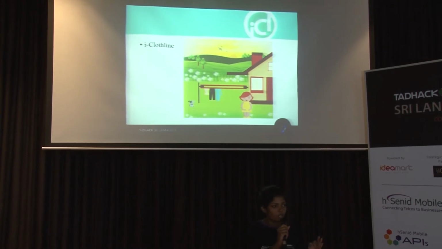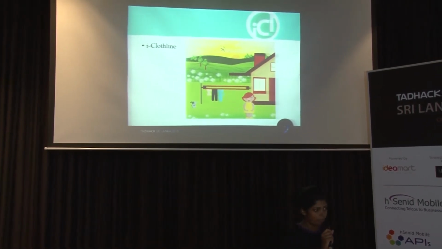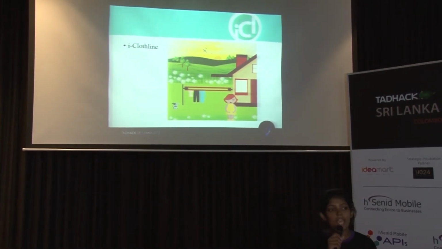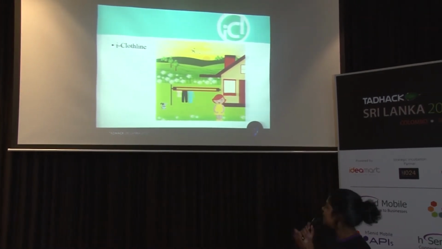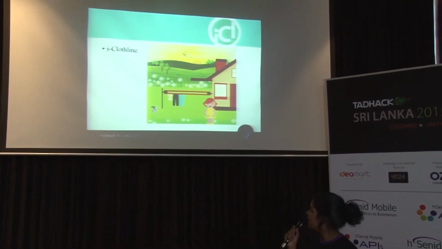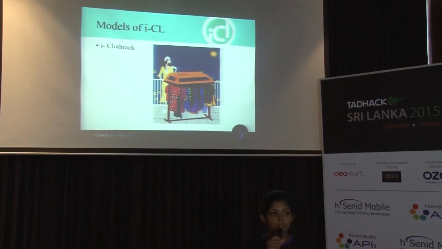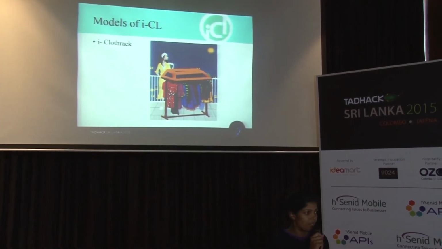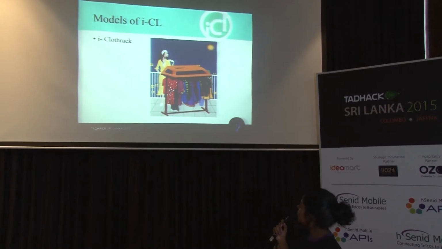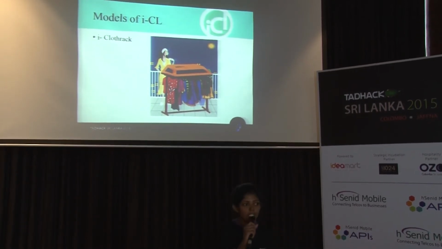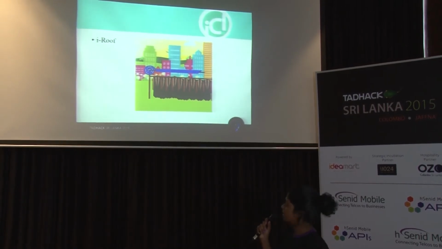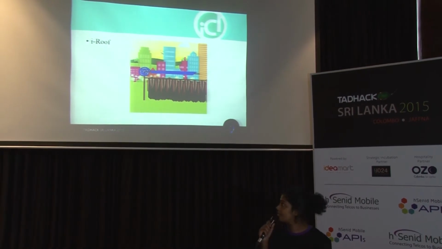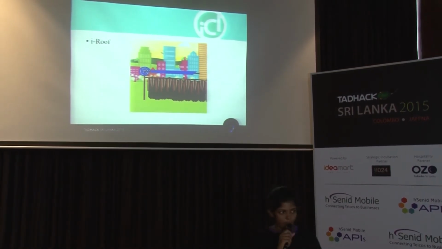As we analyzed the customers, we came to know that there are three types of customers, based on the space available and their requirements. The first type is people who have space, the normal households. We design iClothesline for them. The next group is people who live in apartments or flats, who have a little space available. We design iClothesRack for them, which is this. And the next group is the industries, people who wash clothes in bulk, like garment and other factories. We use iRoof for them.